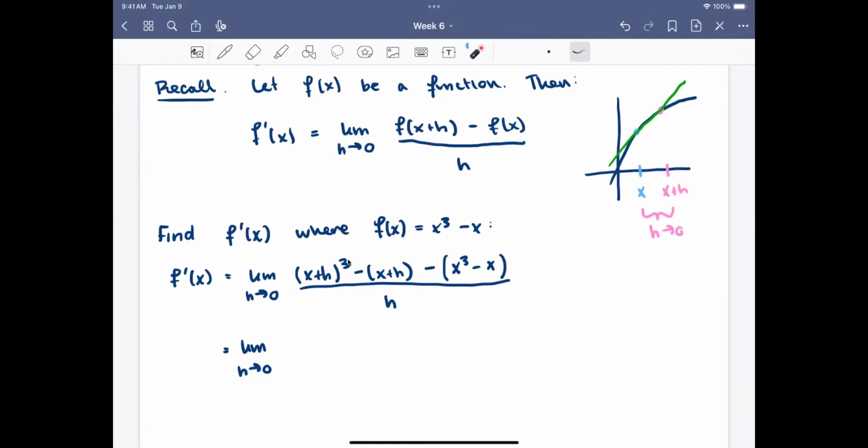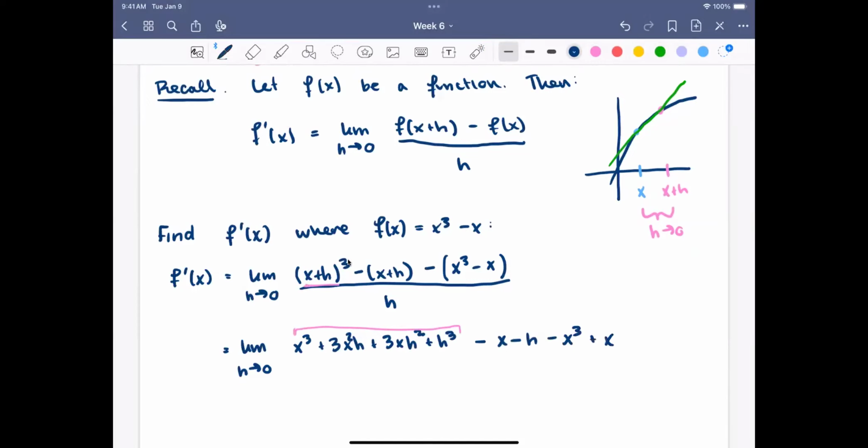I just remember that we get x cubed plus 3x squared h plus 3xh squared plus h cubed, minus, so that was all of this stuff. And then for the rest of it, we'll get minus x minus h minus x cubed plus x, and then we're dividing that by h.